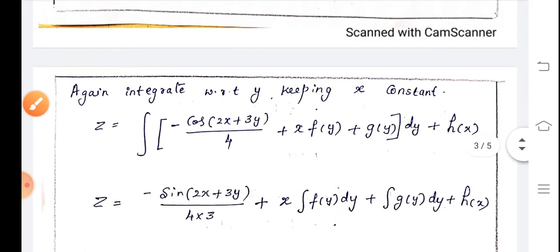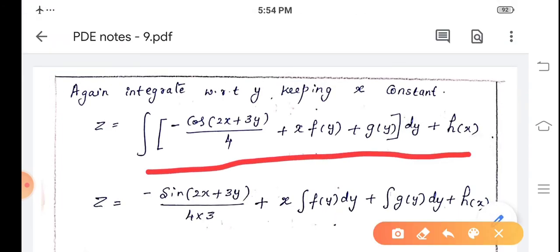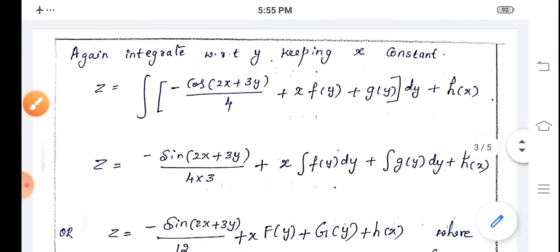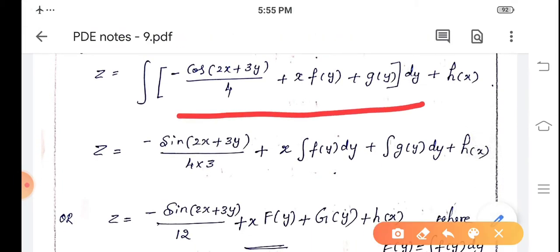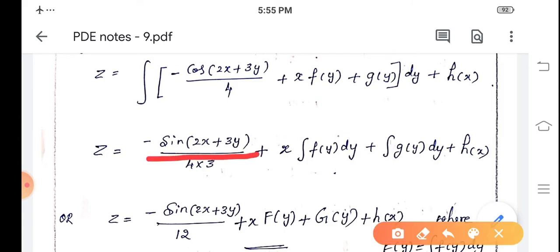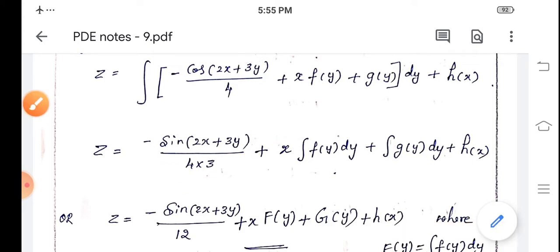That is integration of minus cos(2x + 3y) divided by 4 plus x into f(y) plus g(y) dy. Then plus, since we are integrating with respect to y, we take the integration constant as an arbitrary function of x, that is h(x). When we integrate this with respect to y, we obtain minus sin(2x + 3y) divided by 4 into, here with respect to y, integration of 3y is 3. So that is multiplied here, 4 into 3.